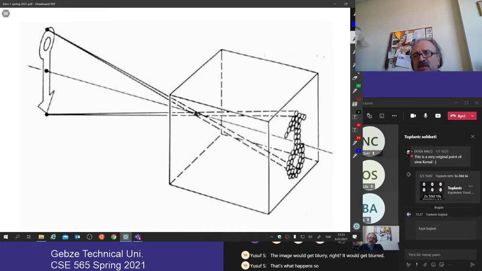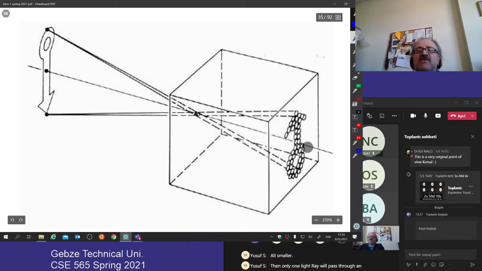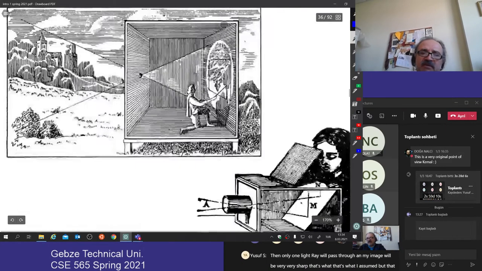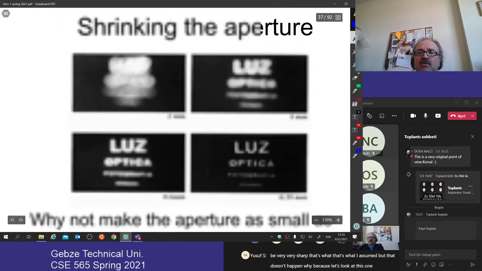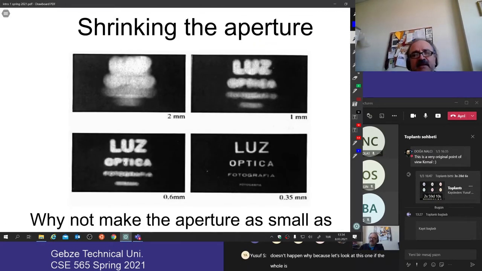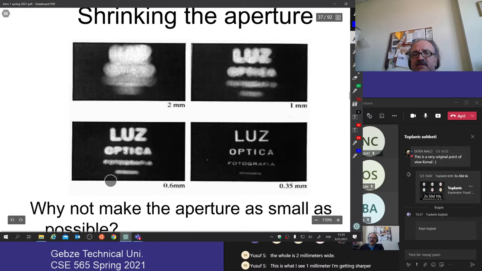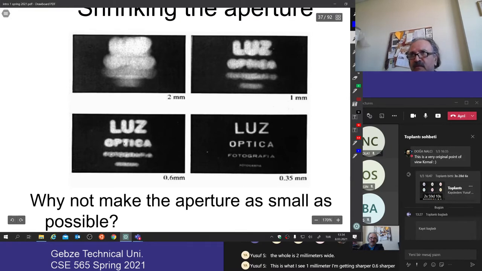So the logical thing is to make this hole smaller. If I make this hole smaller, then only one light ray will pass through, and my image will be very, very sharp. That's what I assume, but that doesn't happen. Why? Let's look at this one. If the hole is 2 millimeters wide, this is what I see. 1 millimeter, I am getting sharper. 0.6 sharper. 0.35 very, very sharp.